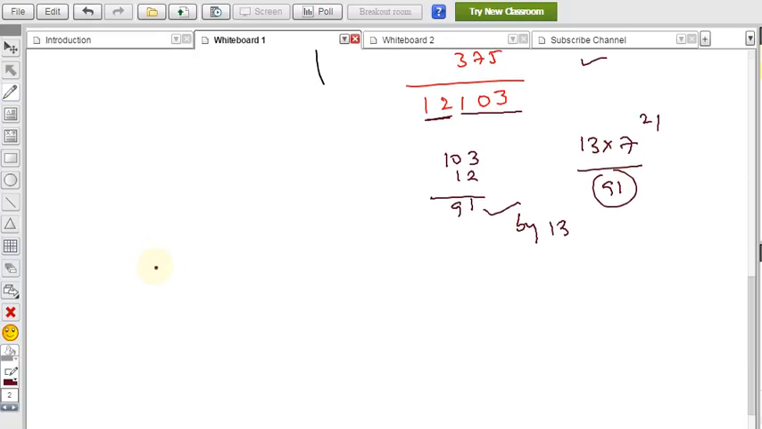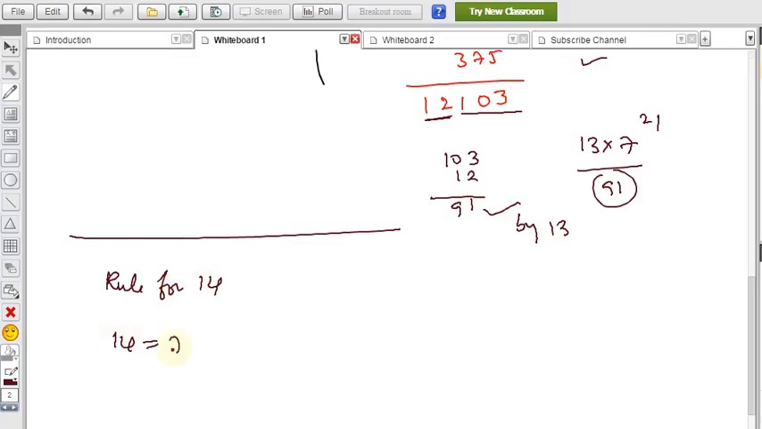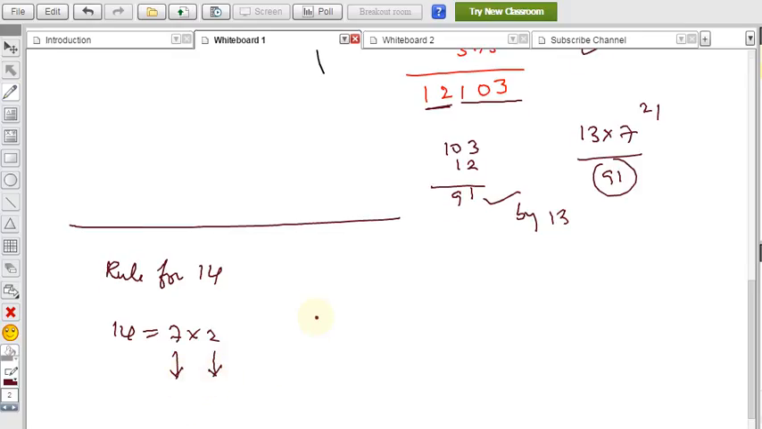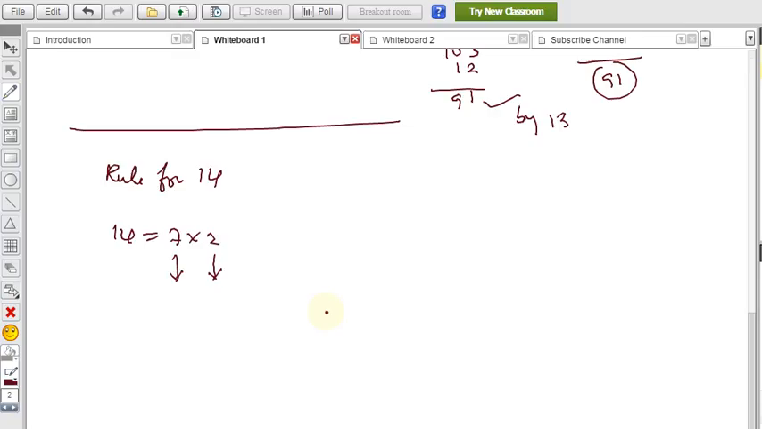And 14: 2 and 7, because some rules are shortcuts from here onwards. The rule for 14 means 14 we can write as 7 into 2. So you have to check 7, and at the same time it should be an even number. Then it is divisible by 14. So 15 also we can write: 15 is 5 into 3. So the rule for 5 and the rule for 3. If both are satisfied, it will be divisible by 15.